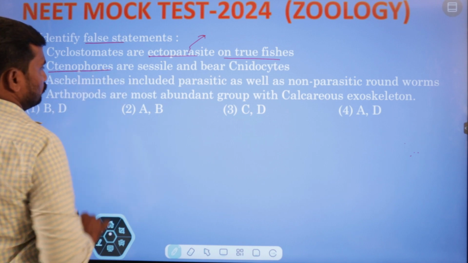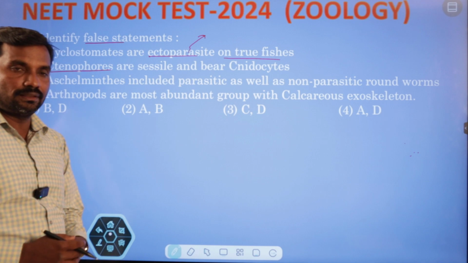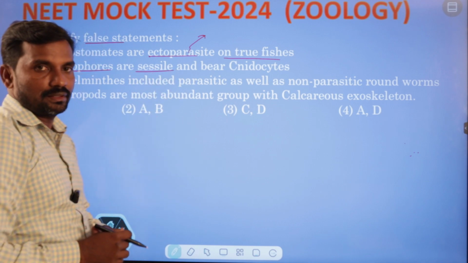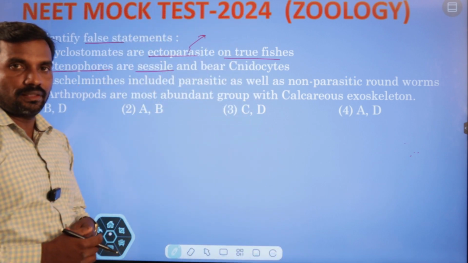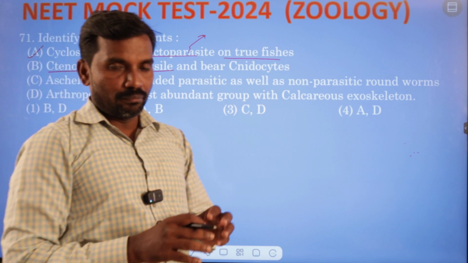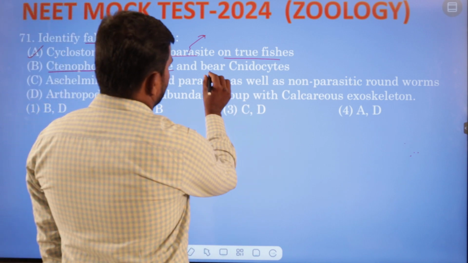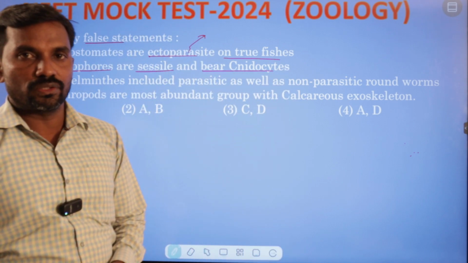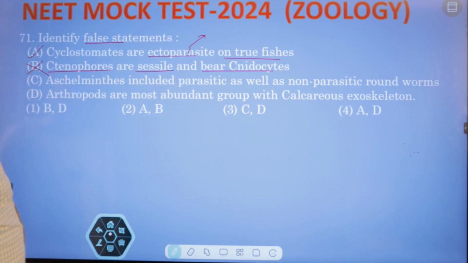But ctenophores, otherwise called the third phylum, are otherwise called sea walnuts. Ctenophores are basically sessile? Sessile is nothing but unable to move. But ctenophores are motile, with the help of the eight comb plates they are able to move from one place to another. At the same time they are also given cnidocytes. Cnidocytes are the characteristic feature of coelenterata. So this is the wrong statement. This is the false statement.